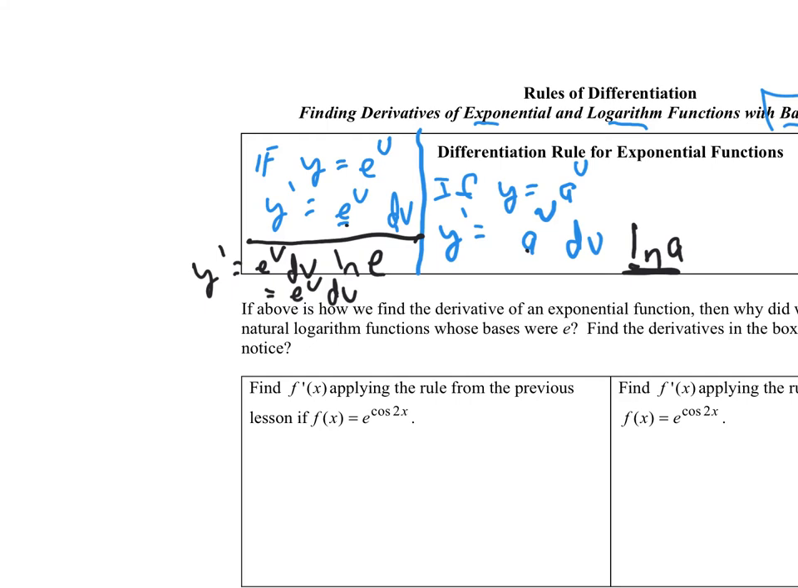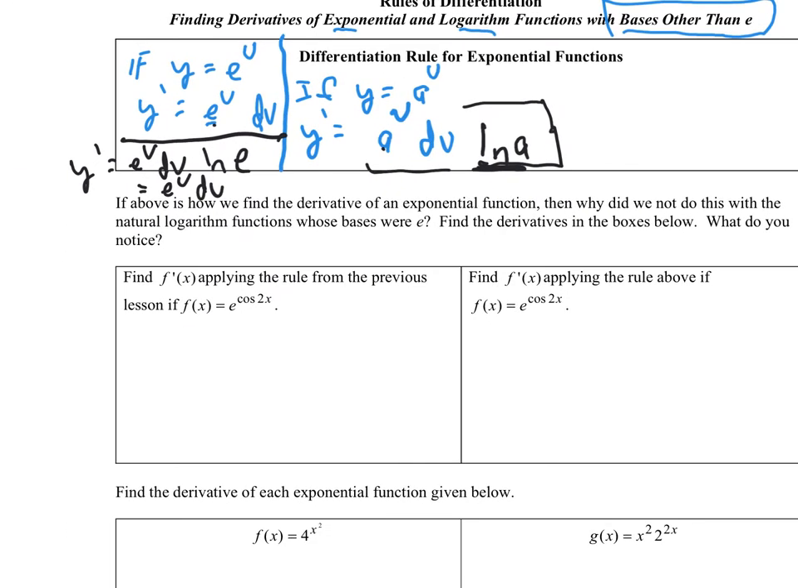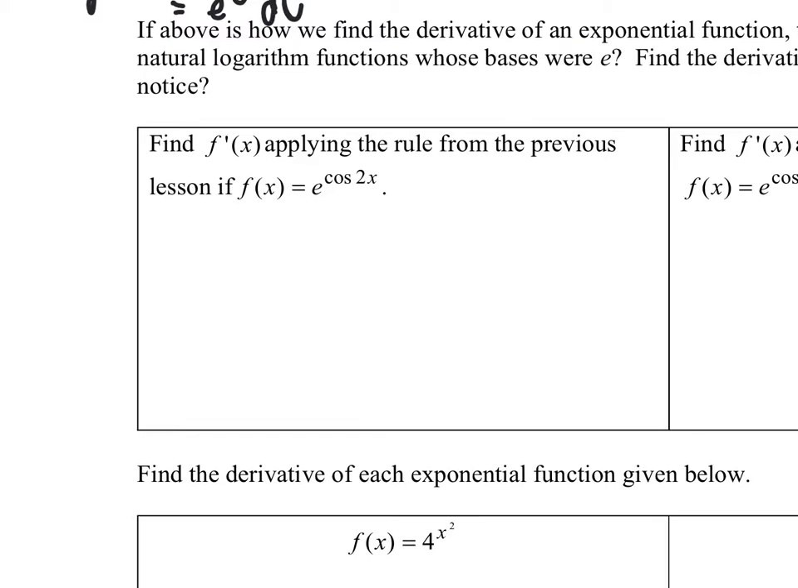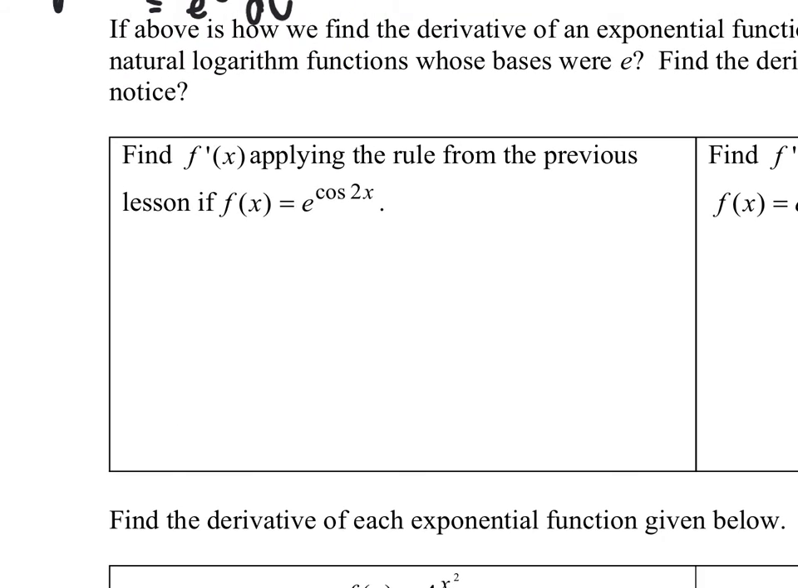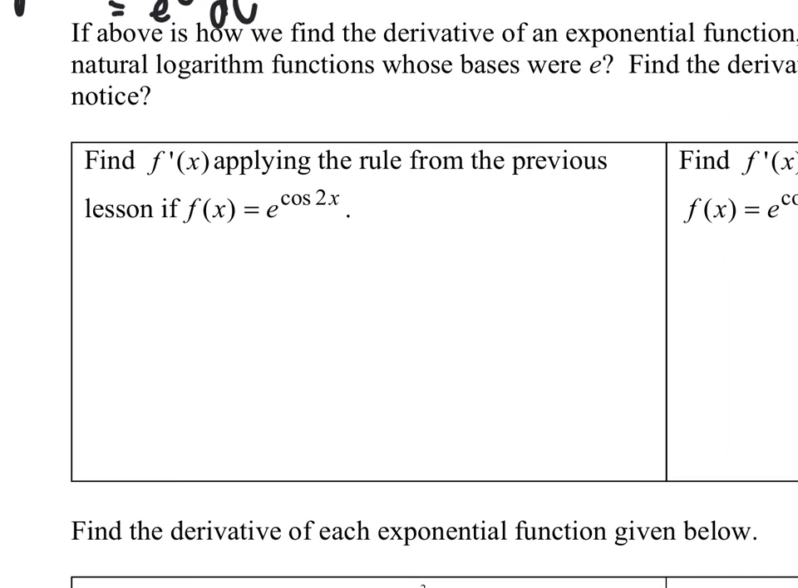But if it wasn't base e, you would have the natural log of some number multiplied by what we normally had done. Piece of cake, right? So what did he do here? Okay, he's going to have us prove it. Find the derivative using the rule from the previous lesson. I just did that right here with this problem. I was just showing you.